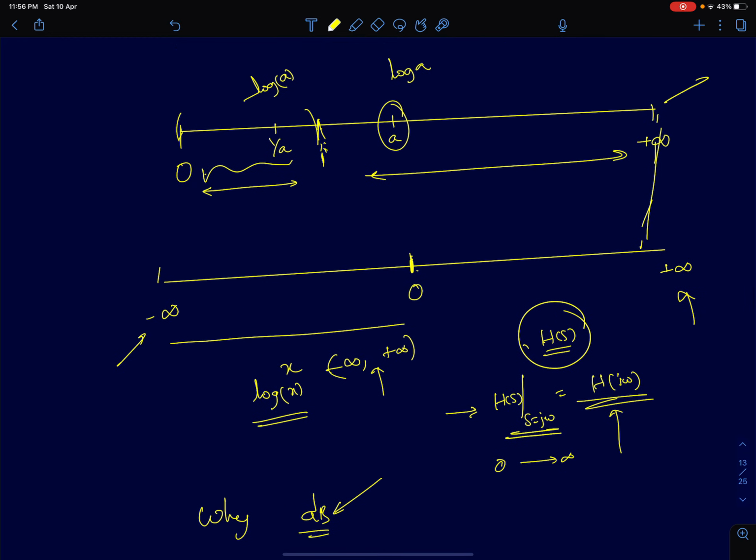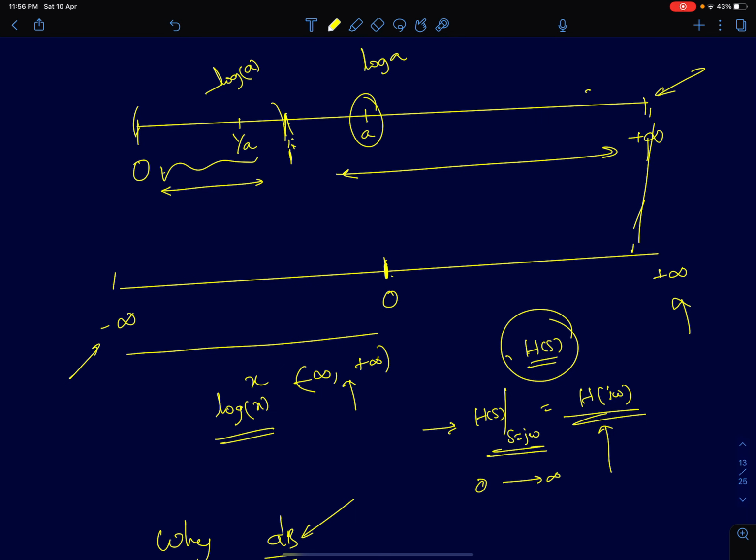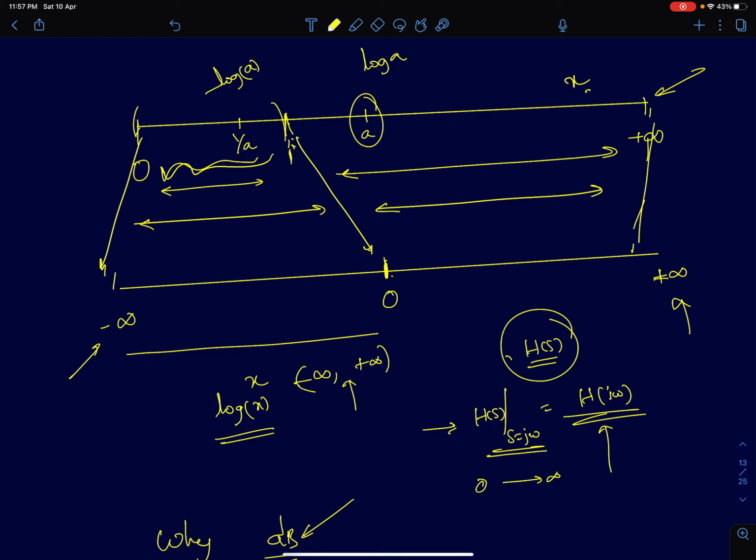Here I have shown the real axis. If x is the positive real variable of interest, and you take log of x, then all the values between 0 and 1 will be mapped from minus infinity to 0, and all the values from 1 to infinity will be mapped from 0 to plus infinity. So we discussed that it behaves like an expanding function in the interval 0 to 1 and as a compressing function in the interval 1 to infinity for x.